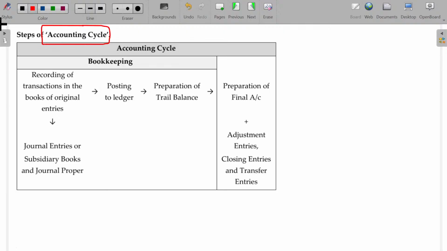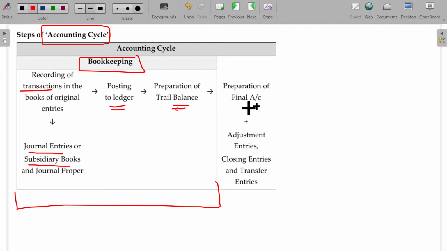Already we studied this accounting cycle. So you start with the transactions, okay, and post them into the journal entries or subsidiary books along with the journal proper. From there, you can post that to ledger and prepare the trial balance. Up to this part is called bookkeeping. After the trial balance, if you include the preparation of final accounts after passing the adjustment entries and closing transfer entries, then it will be called accounting, completely accounting. Only to this extent is called bookkeeping. You have to understand the difference between bookkeeping and accountancy.